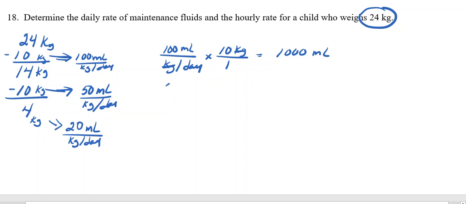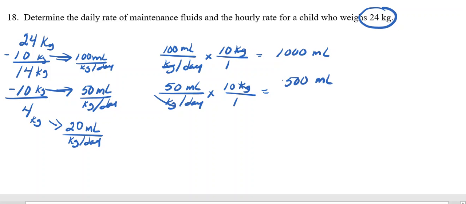Then the second 10 is the 50 milliliters per kilogram per day times 10 kilograms, because she weighs more than 20 kilograms. Kilograms cancel. That gives me 500 milliliters per day.